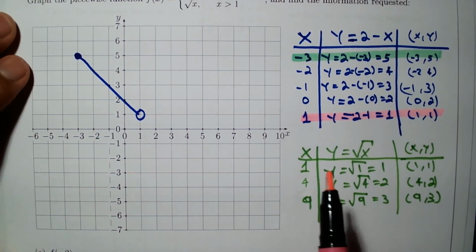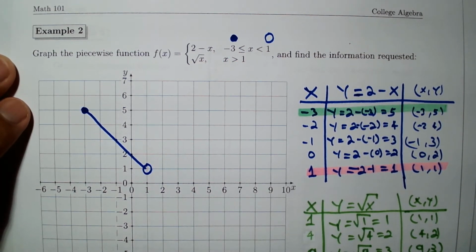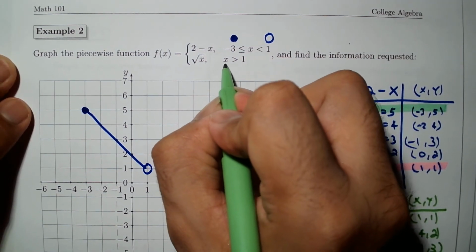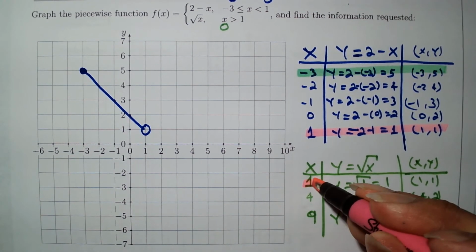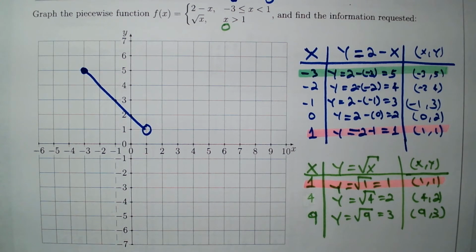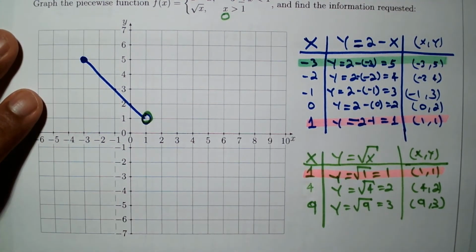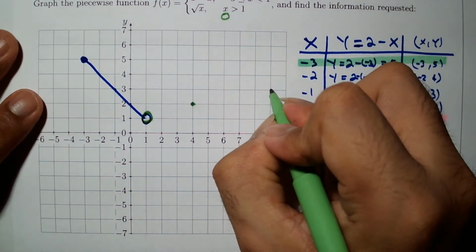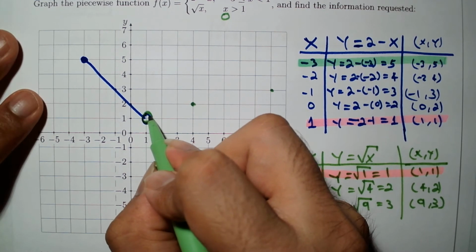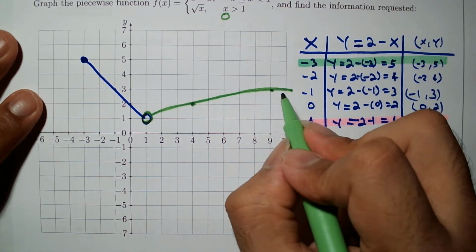For the point 1, 1, in this case we don't have the equal bar, so it's going to be an open bubble. That is, that point is not defined there. So, open bubble at the same location, and then 4, 2, and then 9, 3. So it's going to go like this. Well, the graph is not perfect, it's kind of curvy.